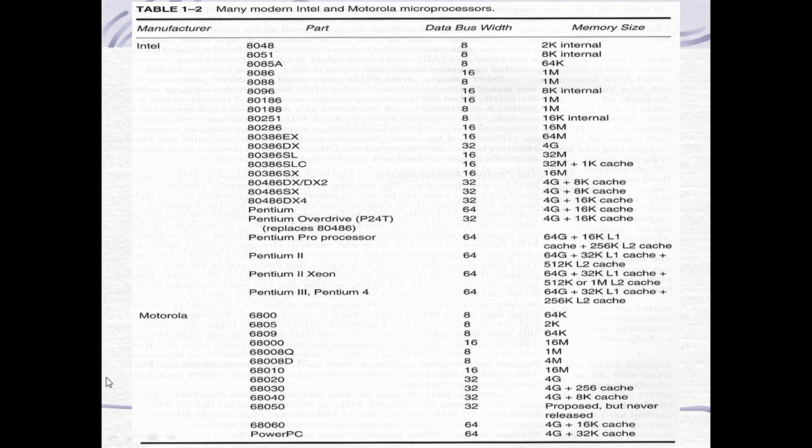Similarly, Motorola started with the 6800 microprocessor, which had an 8-bit data bus. It could support 64 kilobytes of memory. One trend that is clearly visible with these microprocessors is that the data bus width is increasing, and the memory size that the microprocessor can support is increasing.